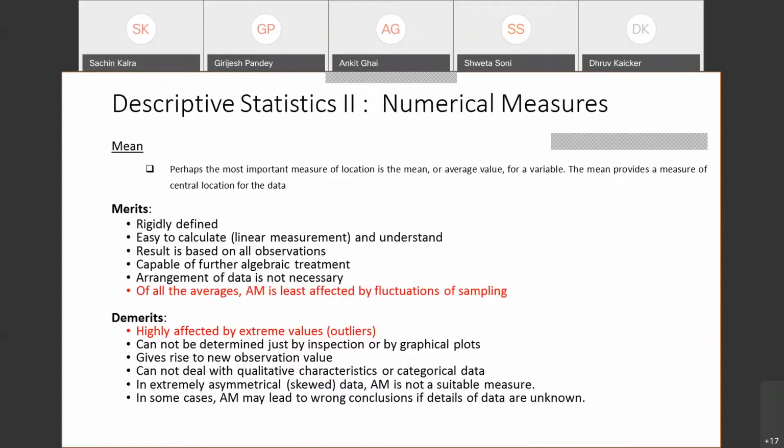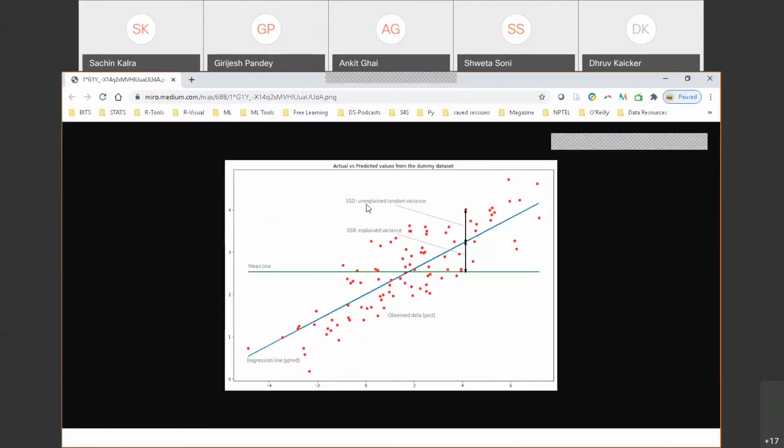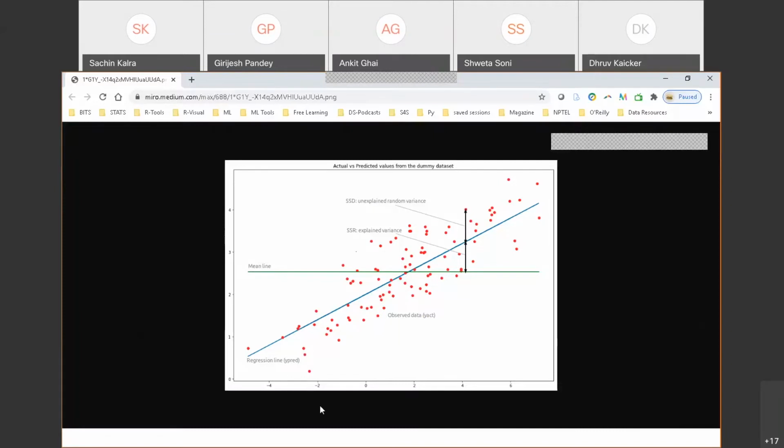So let me just give you an example of how mean is used in regression. I know you all must have read about regression. So this is the best fit line, and this is a simple linear regression. It's not multiple linear regression. There's only one x and one y, and the line equation y equal to mx plus c. Okay. So sometimes we have the actual values, and this line denotes the predicted values.